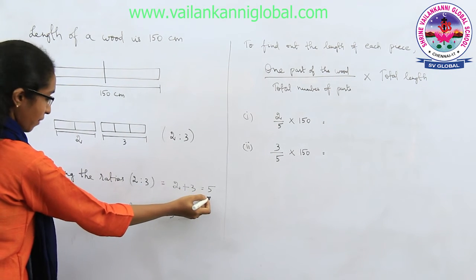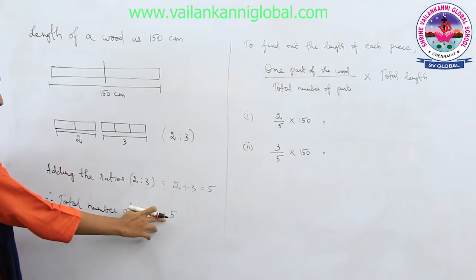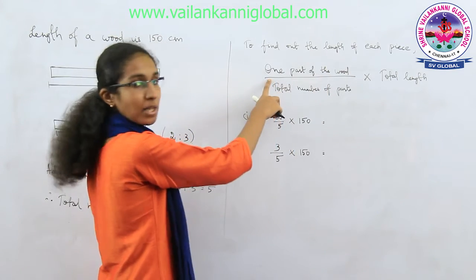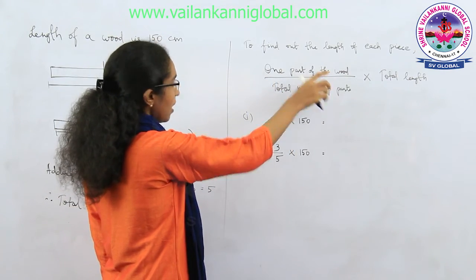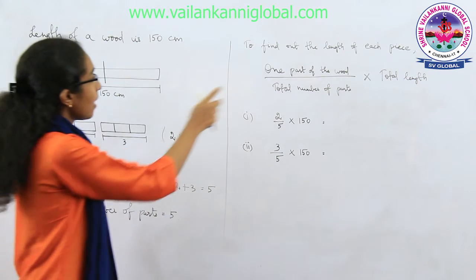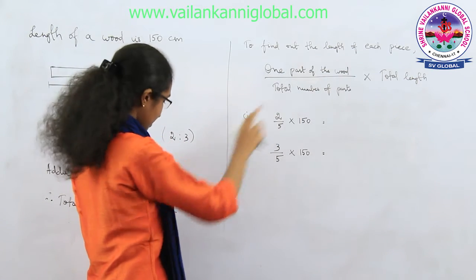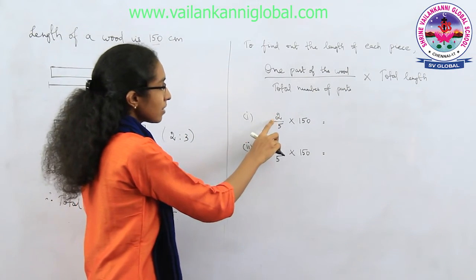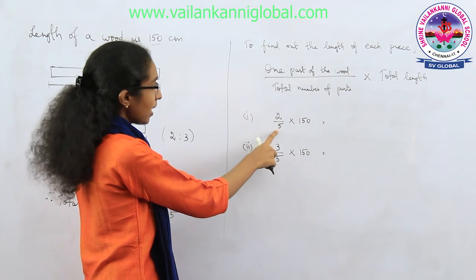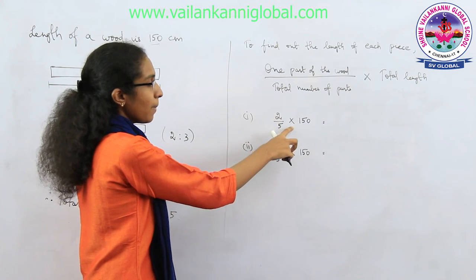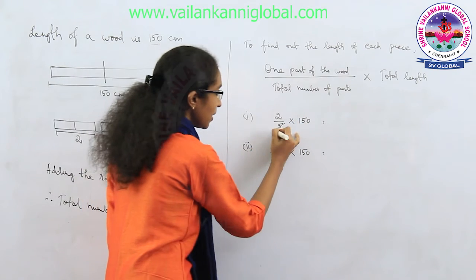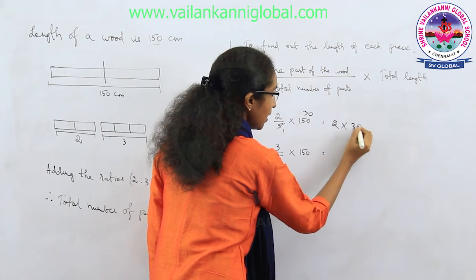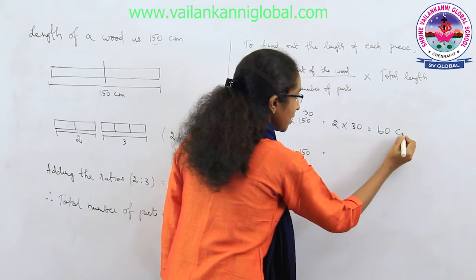2 plus 3 gives us 5. Hence, the total number of parts is 5. To find out the length of each piece, the formula is one part of the wood, which is 2 and 3, divided by total number of parts, which is 5, is multiplied with the total length. Hence, for the first one, we take 2 divided by the total number of parts 5 multiplied with 150. Hence, we cancel 30 times, which gives us 2 into 30 is 60 centimeter.